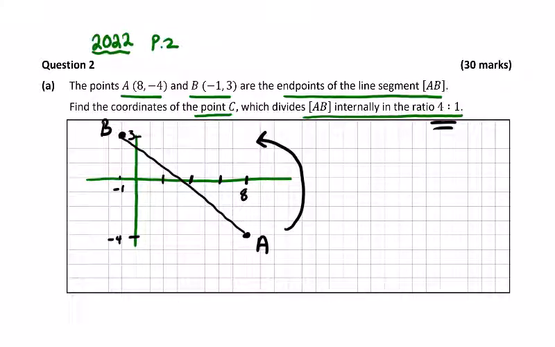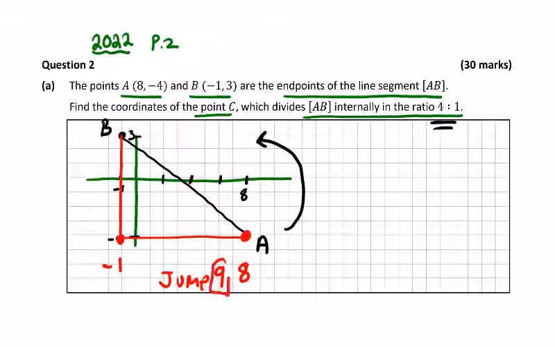And I kind of like to do them like this. You can just go straight to the formula if you want, which you probably have done. But if we create our triangle, what's happening in the x direction? X is at 8, and it's going all the way back to -1. This is a jump of 9 units. So 4:1, we add them. It's 5 parts. So each jump is going to be 9/5. 4 jumps will be 36/5.